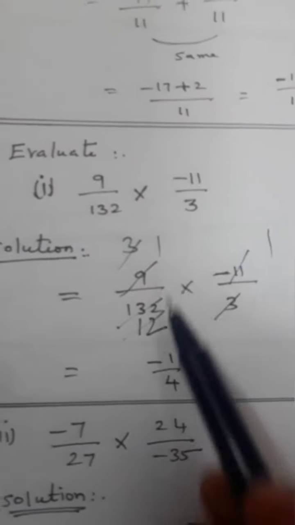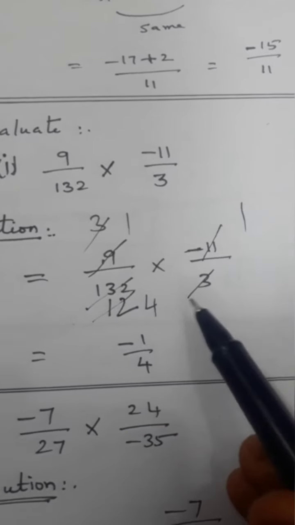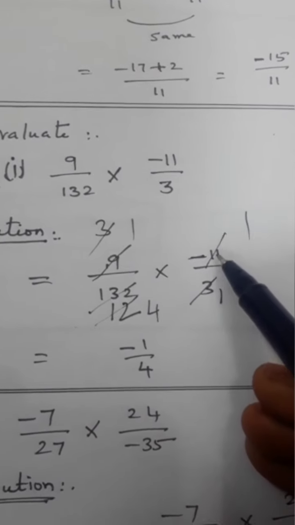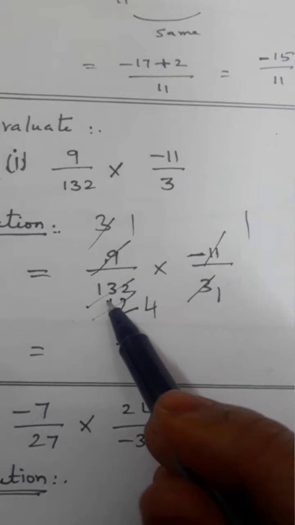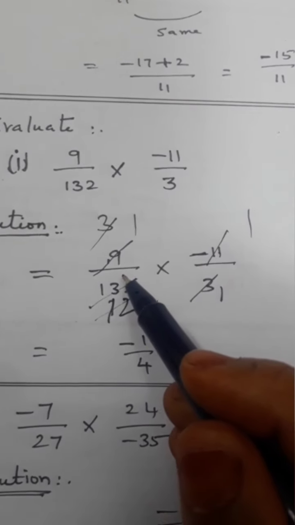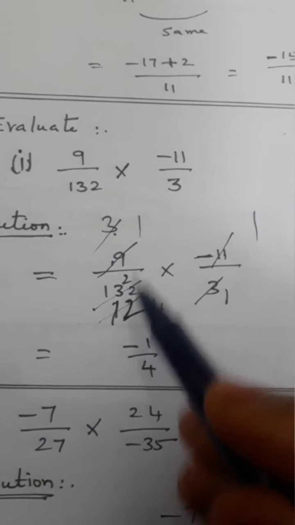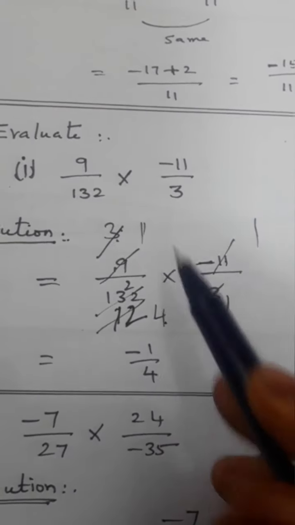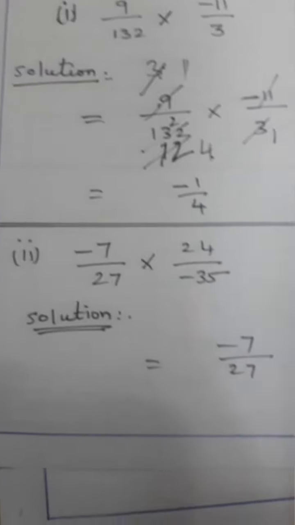Again, see there once more: 9 by 132 into 11 by 3. First, dividing, 1 3 is 3. 3 3s are 9. That is the first work. Second work, use the 11th table and strike out there. 1 11 is 11. 1 11 is 11. Remaining 2. 11 2s are 22. Next, divide this 3 and 12. 1 3 is 3. 4 3s are 12. The answer is 1 1 is 1, 1 4 is 4, minus 1 by 4.